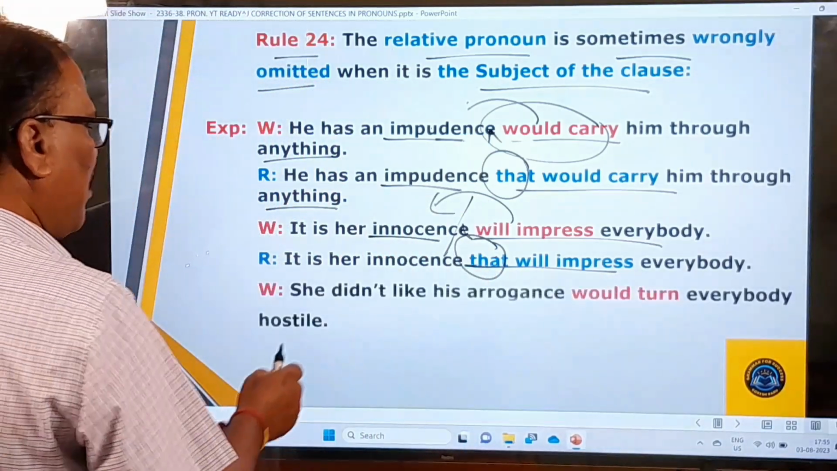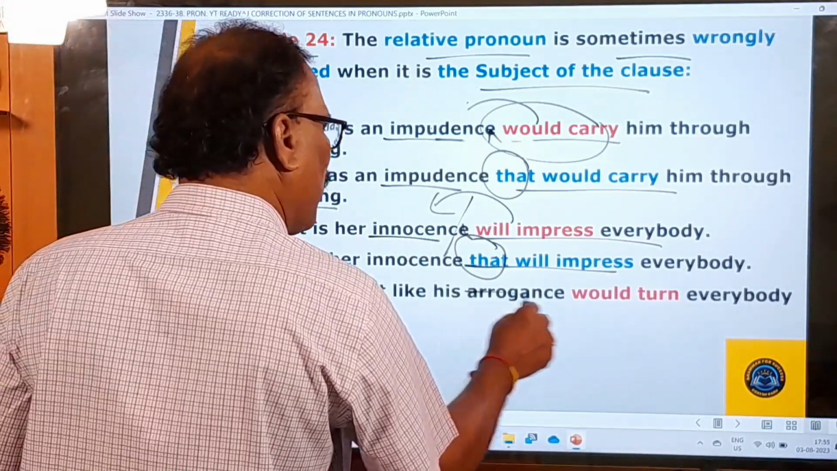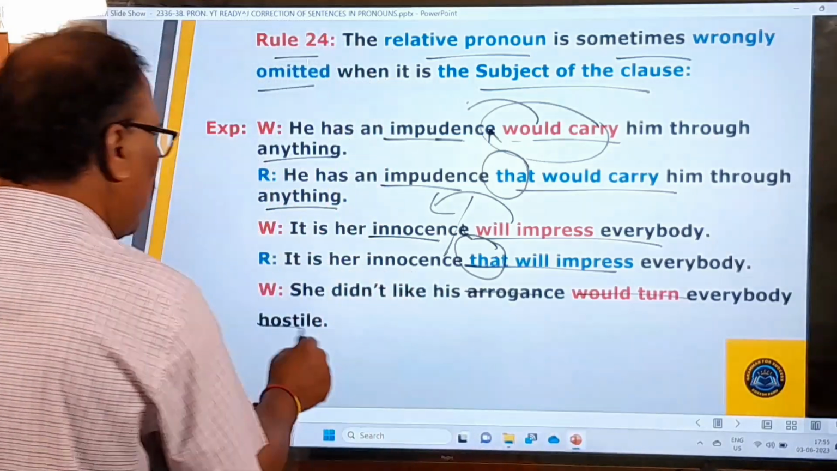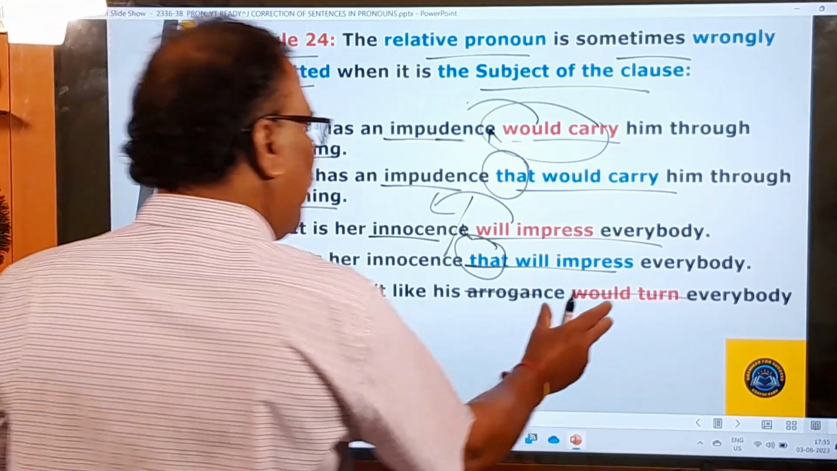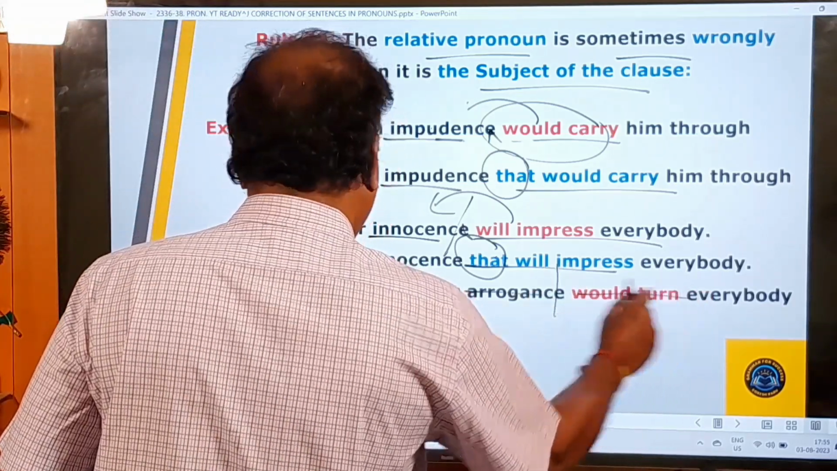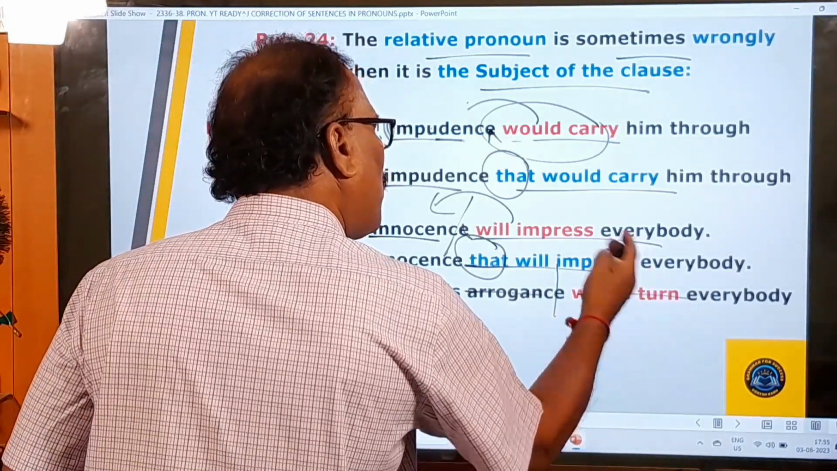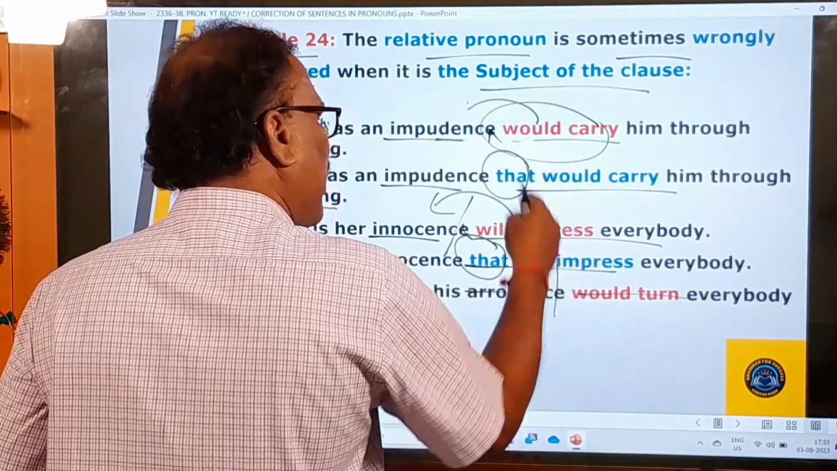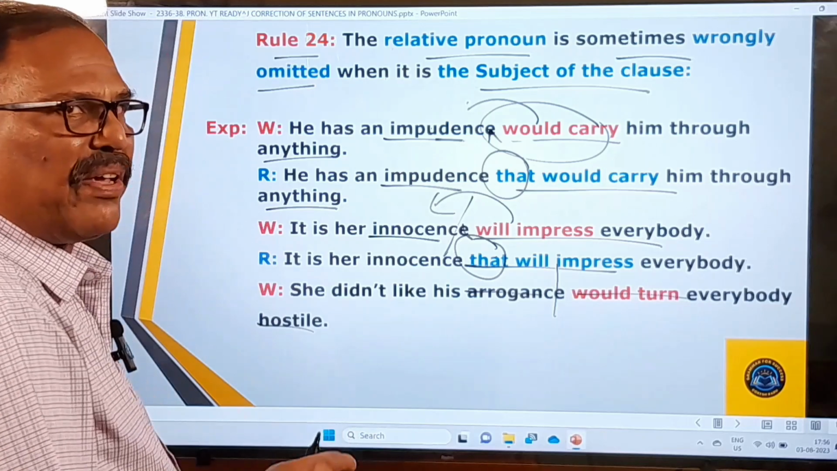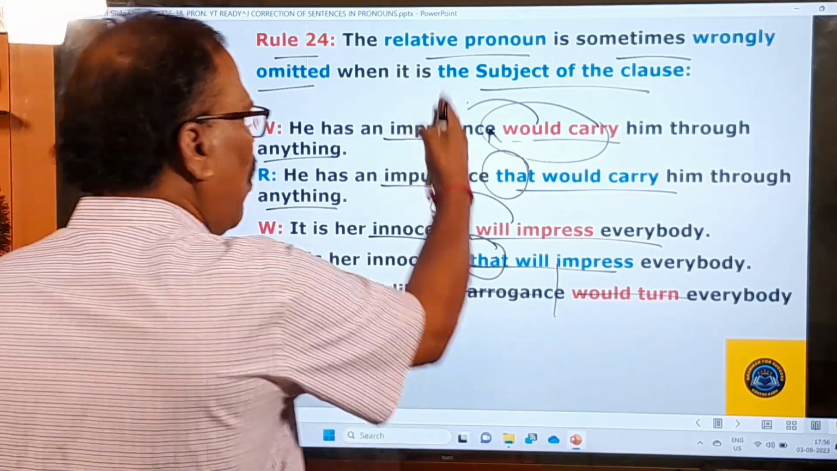And one more example: she did not like his arrogance would turn everybody hostile. Because of his arrogance, everybody is turning hostile. So here, this sentence, would turn everybody hostile, has no subject at all. That means the subject should be in the form of a relative pronoun. So that is missing in all these examples.